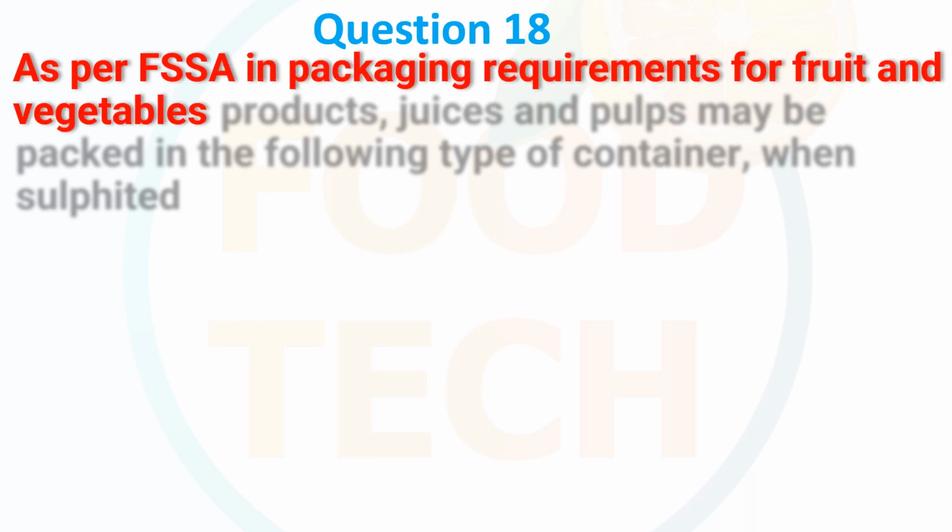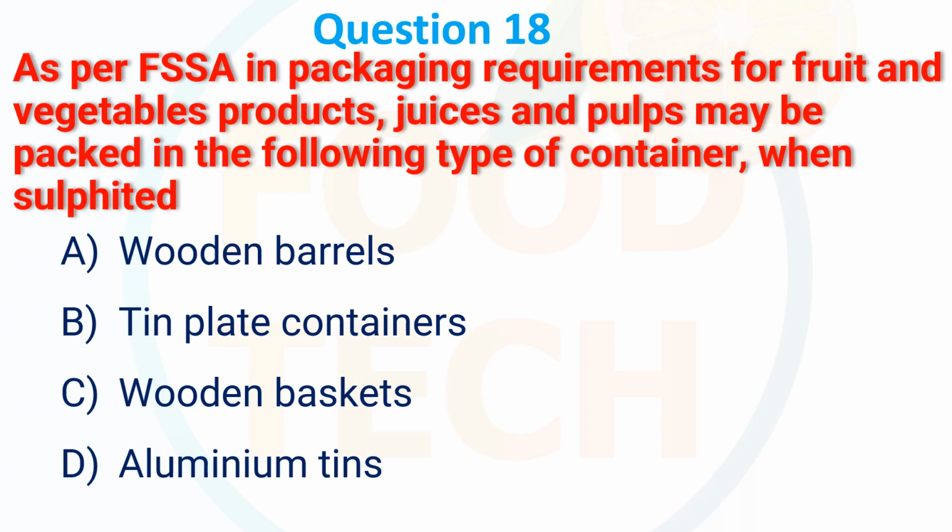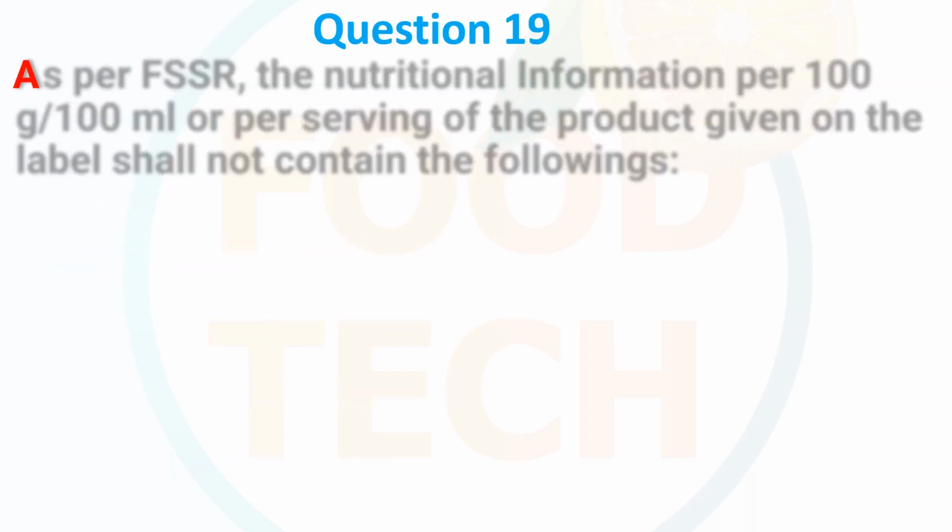As per FSSR, in packaging requirements for fruit and vegetable products, juice and pulses may be packaged in the following type of container: A. Wooden barrel, B. Tin PET container, C. Wooden basket, D. Aluminum tins. The answer is wooden barrels.